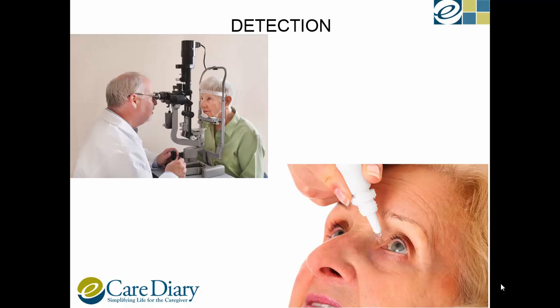Tonometry is an instrument that measures the pressure inside the eye. For this procedure, numbing drops may be applied to the eye. The eye doctor may also do other tests to learn more about the structure and health of your eye before deciding treatment.